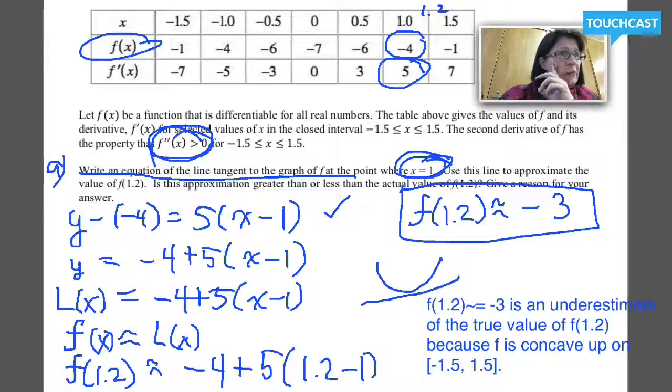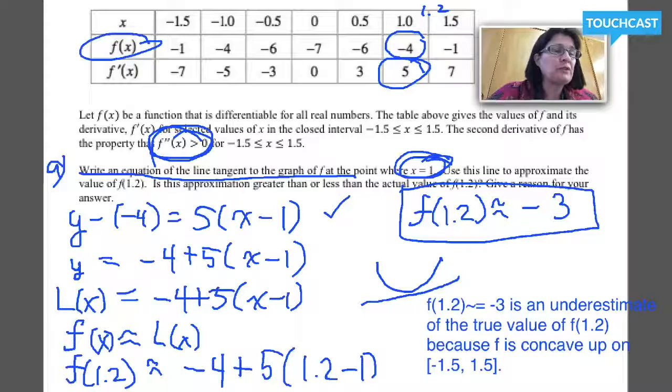All right, so here's my write-up. Here's some options you can use here. I had to make up an option for approximately equal to, because I don't have a wiggly equal sign on my program here. So I said f of 1.2 is approximately equal to negative 3 is an underestimate of the true value of f of 1.2, because f is concave up on the interval negative 1.5 to 1.5.